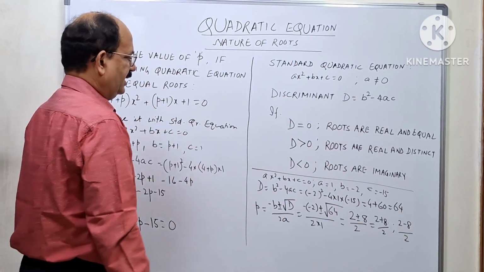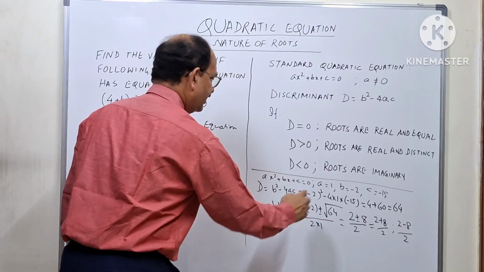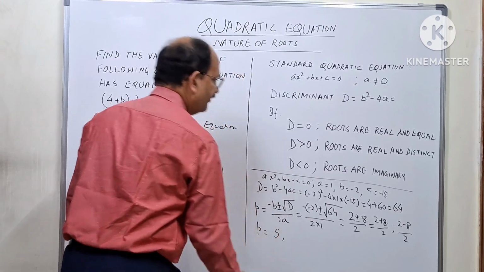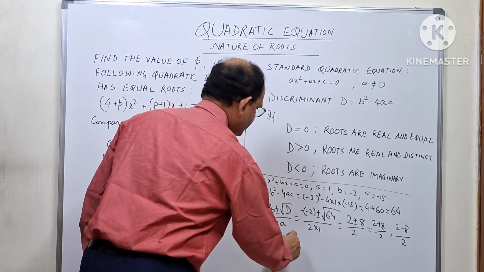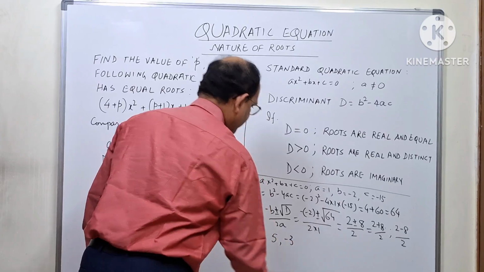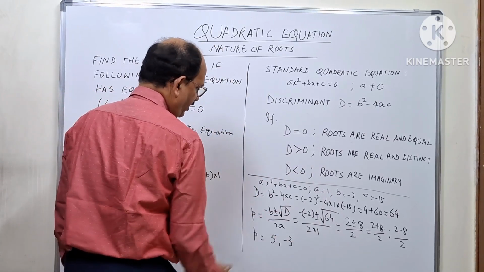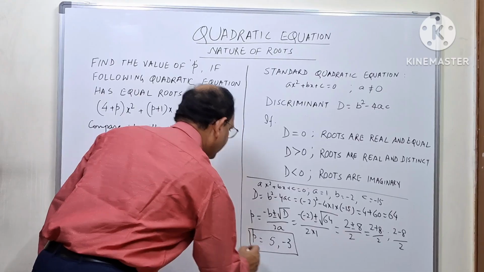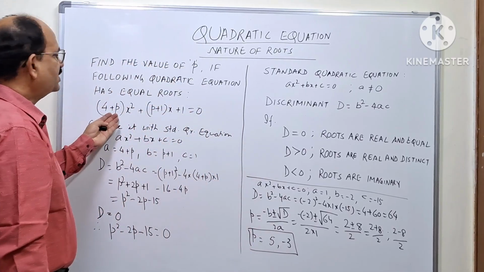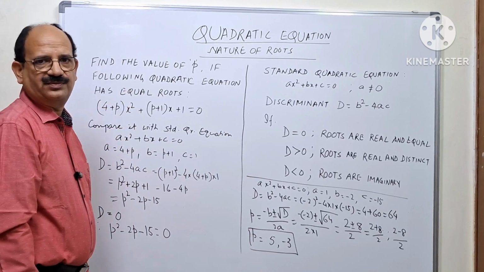So it means the value of p can be either 10 by 2, which is 5, or minus 6 by 2, which is minus 3. So, either p is equal to 5 or p is equal to minus 3 will be the value of p for which this quadratic equation will have equal roots.